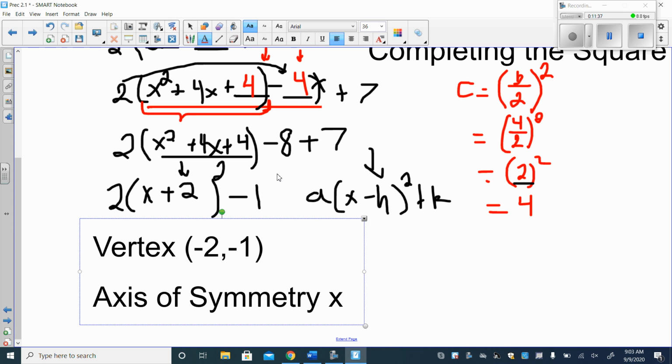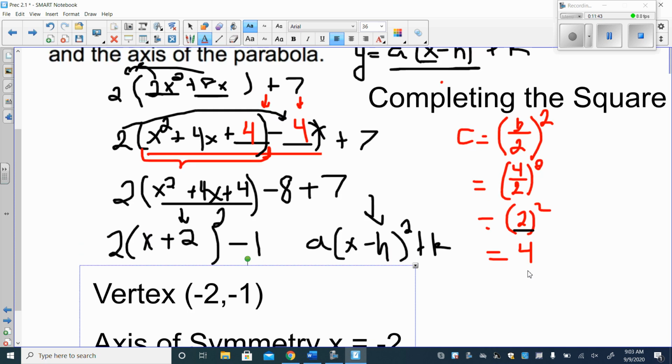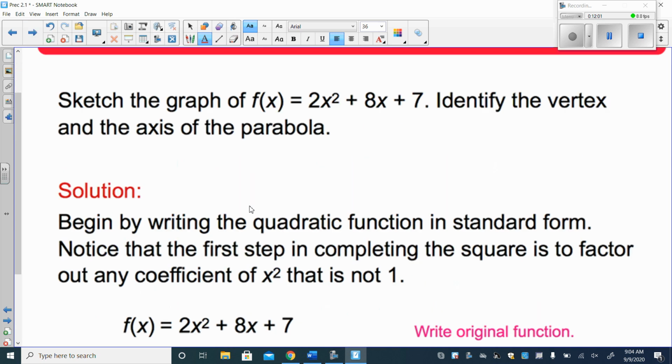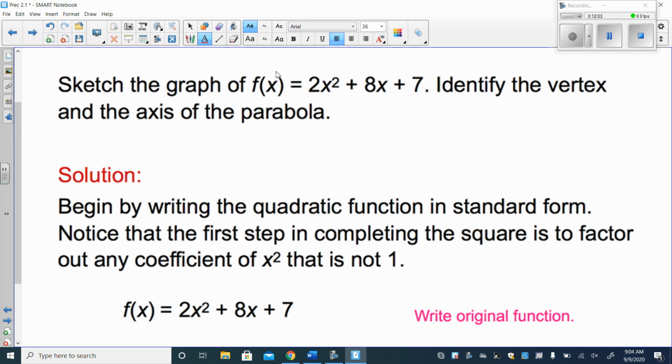Now our axis of symmetry is x equals h. Well, we already said h is negative 2. And that's it. It only asks for the vertex and the axis of symmetry, so that's all we have to do for this here. This is a little bit more complex way to do this, but that's all we have here, and we'll find a better way to do it if we're not given it in standard form.